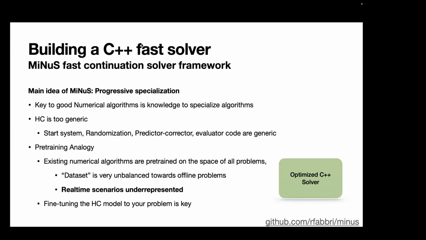I had this analogy with pre-training in deep learning. You can think of the homotopy class of algorithms, the current ones, as being pre-trained or pre-adjusted to this generic data set of all problems that people run for all fields. This data set is very imbalanced towards offline problems, not real time. Real-time scenarios are really underrepresented in this class. So the key is to fine-tune the HC model to your problem, using deep learning lingo.